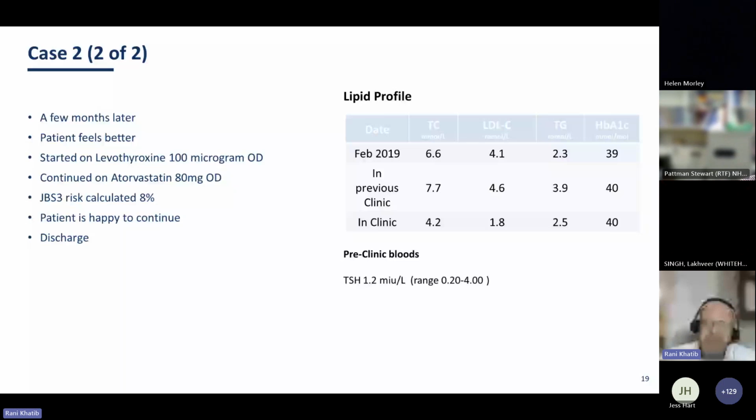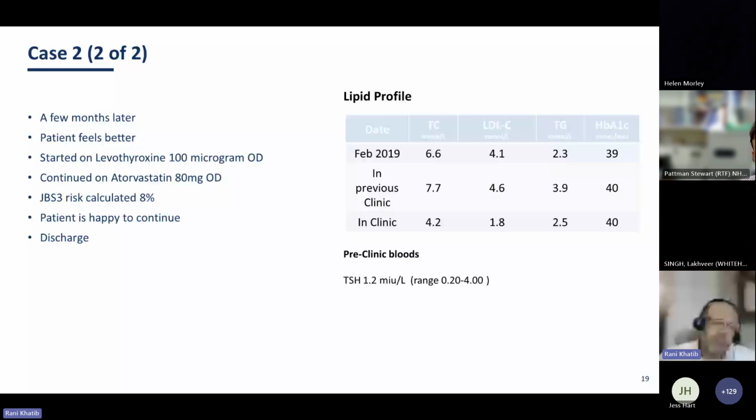She was started on levothyroxine, and she came to see us months later just to check on how she's getting on. Her TSH had normalized. She feels much better. She actually lost weight when she came to see us. So maybe it's a combination of statins working, thyroid being corrected, and losing a bit of weight.